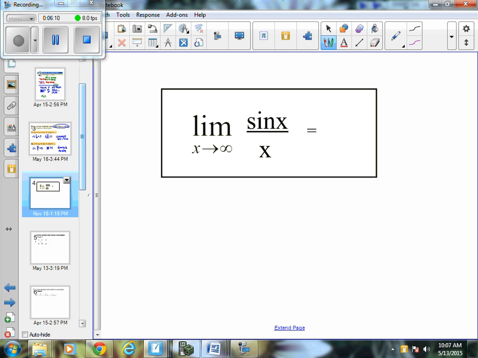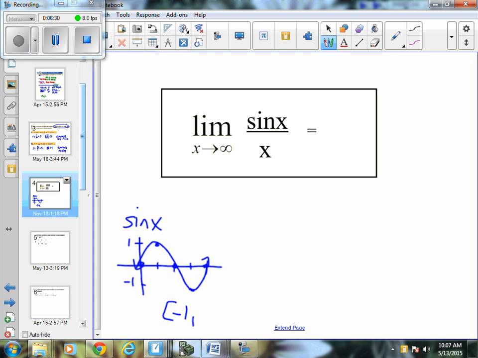What happens to sine as x gets bigger and bigger? Well, the values for sine, when you think about the function for sine, hopefully you remember what the graph looks like. All right, starts at 0, up to 1, down to 0, down to -1, back to 0, and it continues through that cycle forever and ever. The range for sine then is between -1 and 1. So that numerator is always going to be a number between -1 and 1.